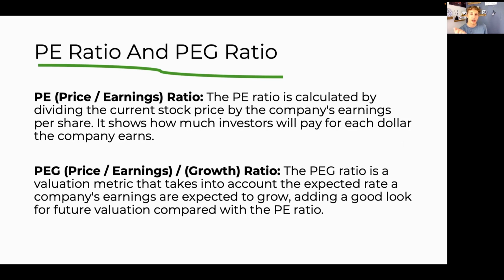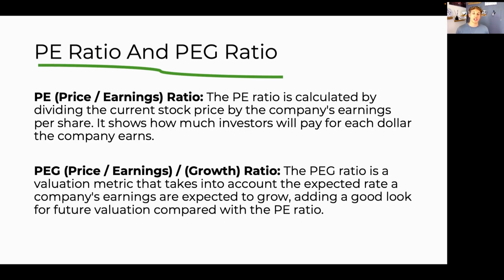Now, next we've got PE ratio and PEG ratio. These are really similar, so let's go through each one and hopefully you guys will see the difference. The PE ratio is a price to earnings ratio. It's calculated by taking the current stock price and dividing it by the company's earnings per share. So basically, it shows you how much investors pay in ownership for each dollar that the company earns. So if you have a PE ratio of 2, right, 2 to 1, that means you're going to pay $2 for every $1 that the company earns. So it's how much you pay for each dollar the company actually makes.